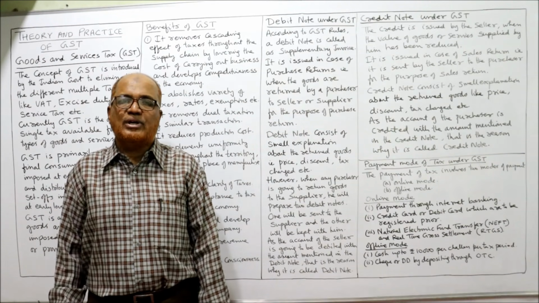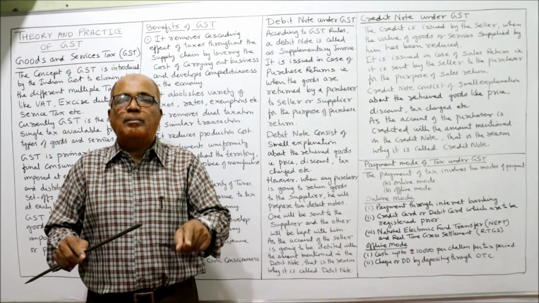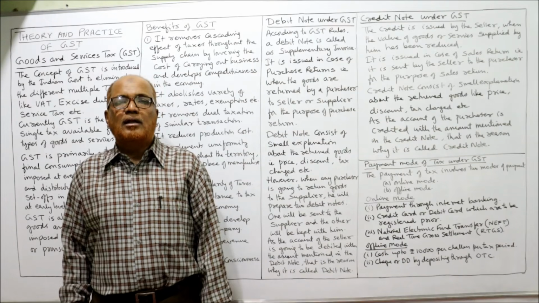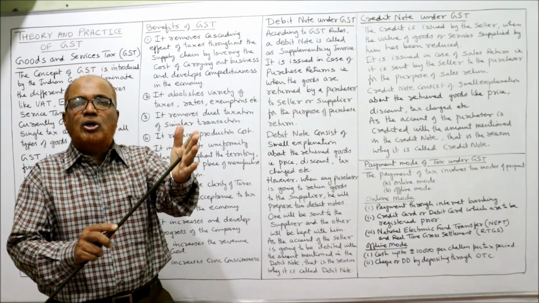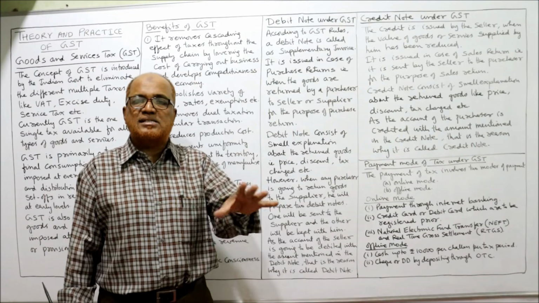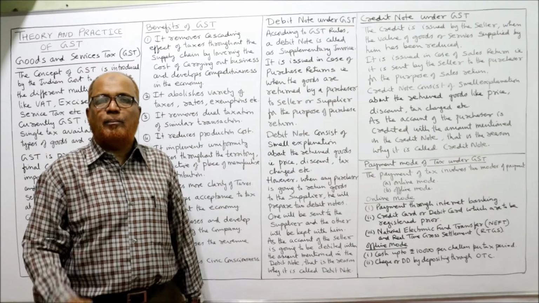This is called purchase return. When purchase returns are made, a note will be prepared by the buyer. Who is the buyer? XYZ is the buyer. So XYZ will make a debit note and send it to the seller. The seller is ABC company. Example, my company ABC, your company XYZ.